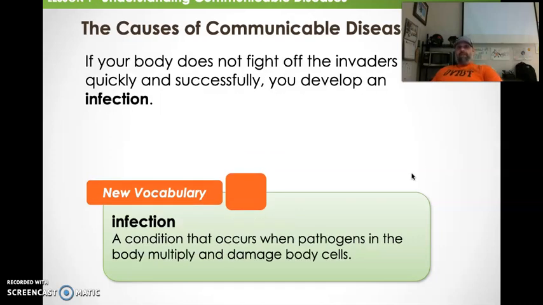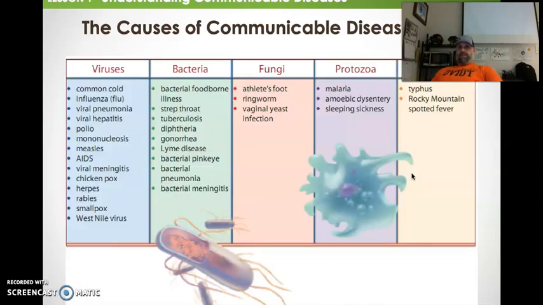If your body doesn't fight off invaders quickly or successfully, you develop the infection. It's your body's immune system's job to fight those invaders off. So again, infection is the word we're looking at. Infection, a condition that occurs when pathogens in the body multiply and damage body cells. There are lots of different causes of communicable disease. We're dealing with a virus right now, but there's bacteria, there's fungi, there's protozoa, and there's rickettsias.